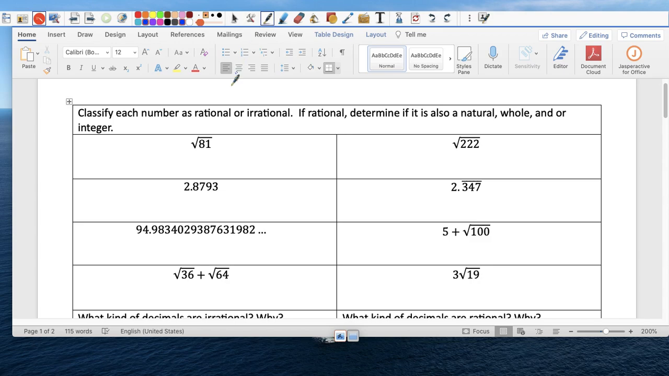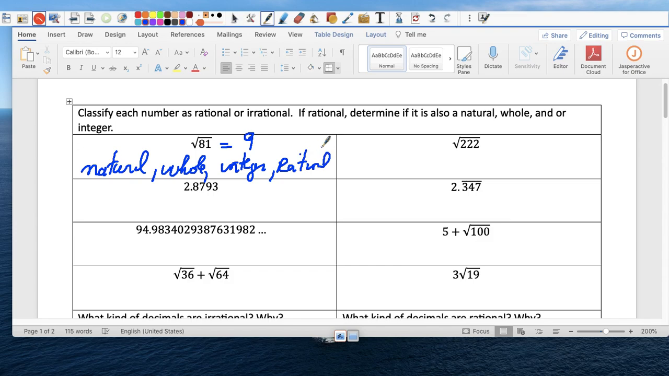All right, so square root of 81. That's easy. It's a perfect square, so that's just a 9. And 9 is a natural, right? It's a whole number as well. It's an integer, and obviously also rational.